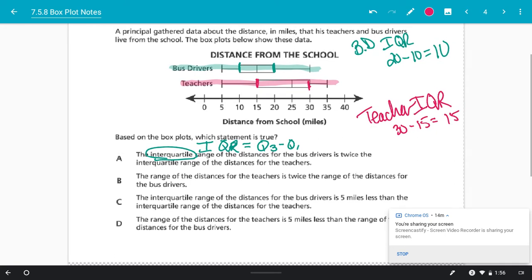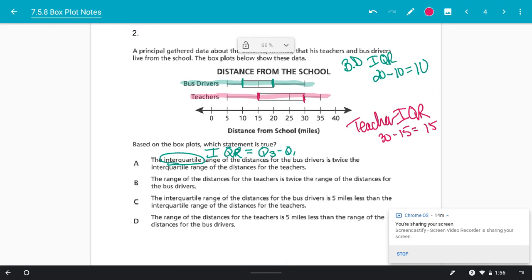So choice A says that the interquartile range of the distances for the bus driver, which is 10, is twice the interquartile range of the distances for the teacher. Well, 10 is not double 15, so that is out.